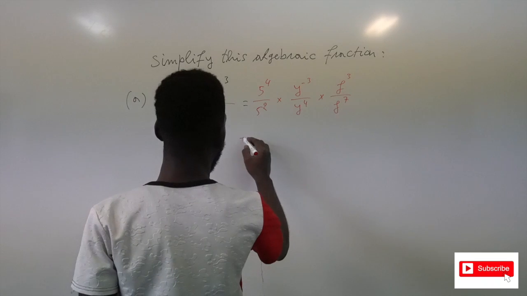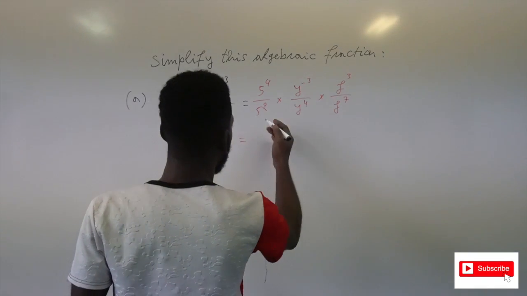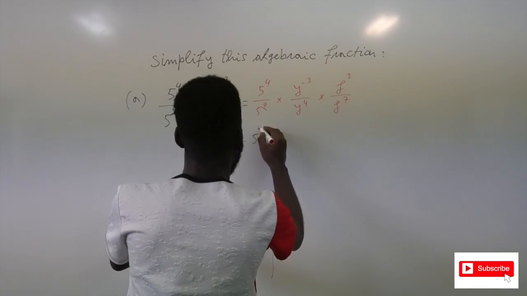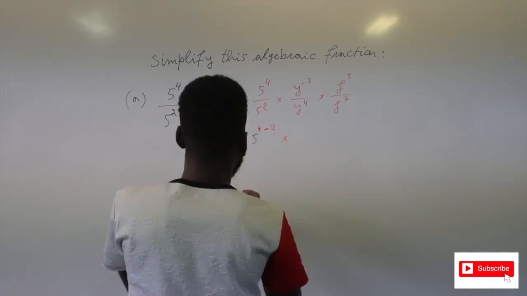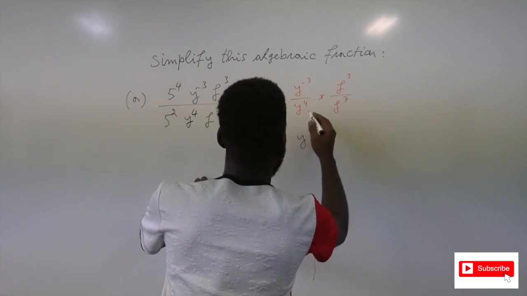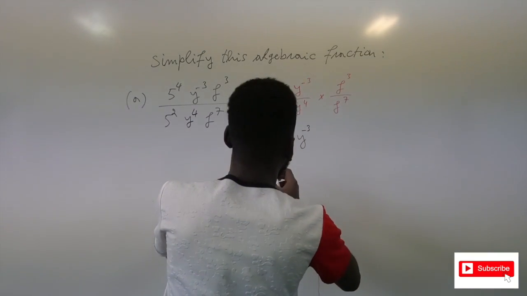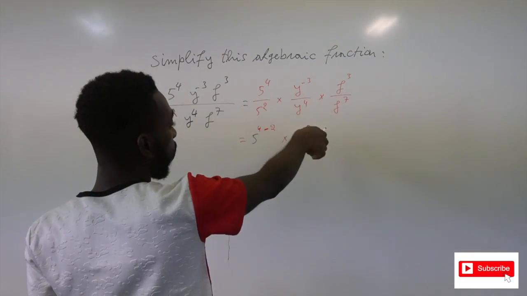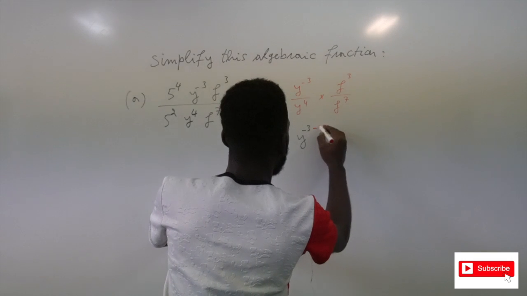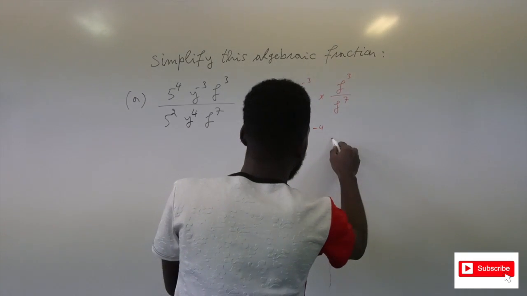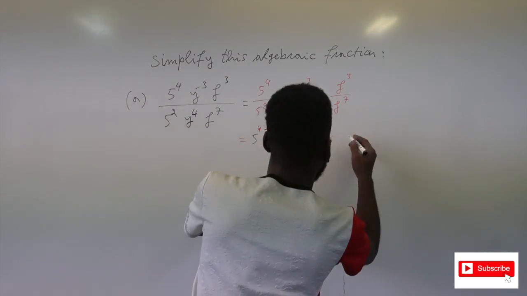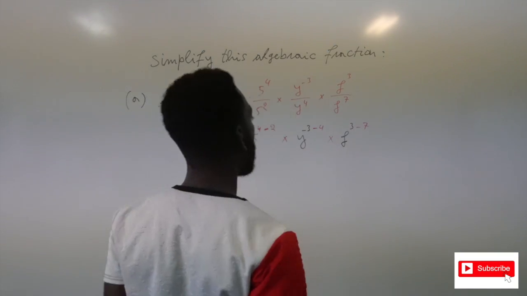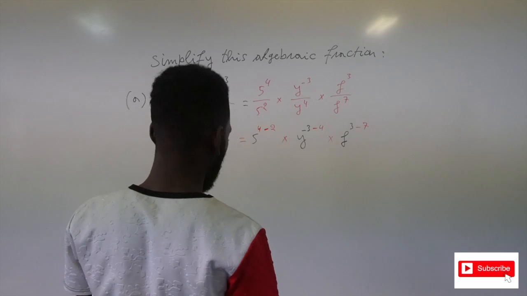And my second line, what do I get? I start applying the index laws, right? So now same base is 5. And then at the top we had 4 minus 2, times y to the power of negative 3. And here, the power at the denominator was positive 4. When it goes up, it becomes negative, so minus 4. And we have times f to the power of 3 minus 7. So this is my second line. Here I'm trying to apply the index law that we saw at the beginning.